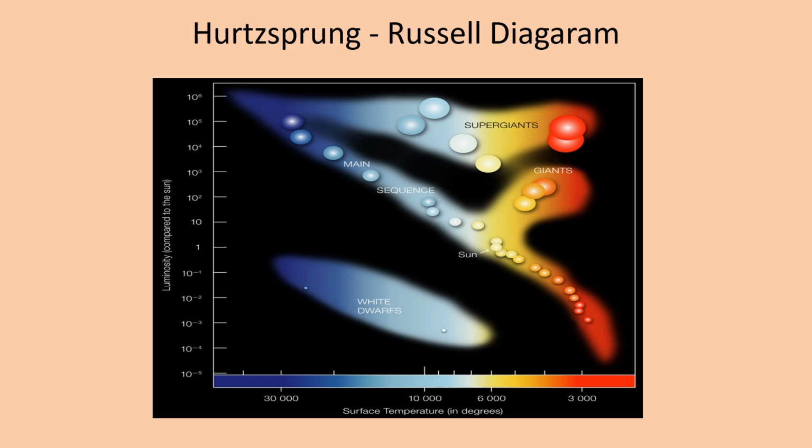Apart from all this, you can see that in between we have instability strips which contain several classes of variable stars. So here is a quote about a star which is well known: the more enormous the mass of a star, the more energy it produces.